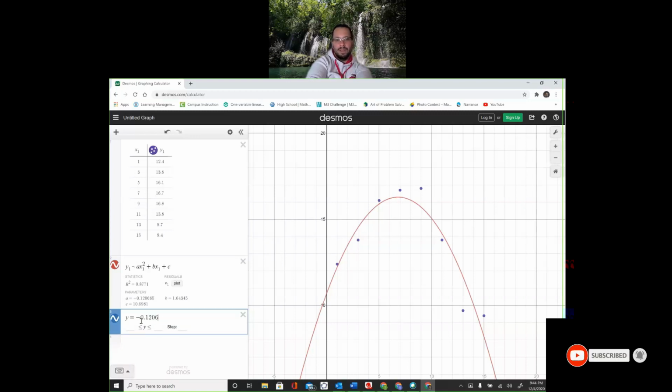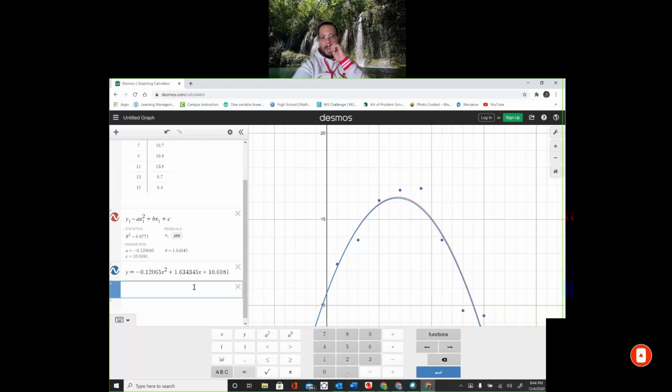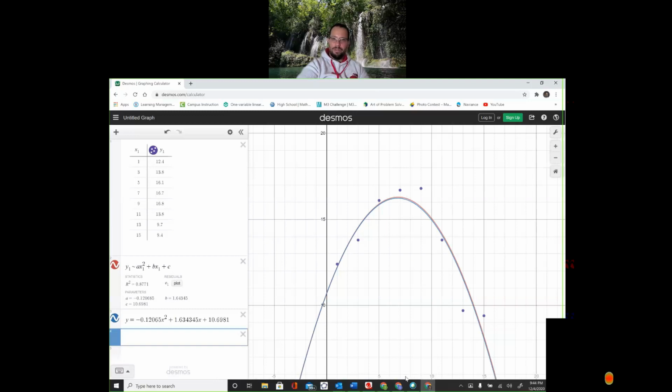0.12065 x squared plus 1.634345 x plus 10.6981. And it does look like it's offloaded because remember we are rounding. And when we use a graphing calculator, we have actual values. So there's our model.